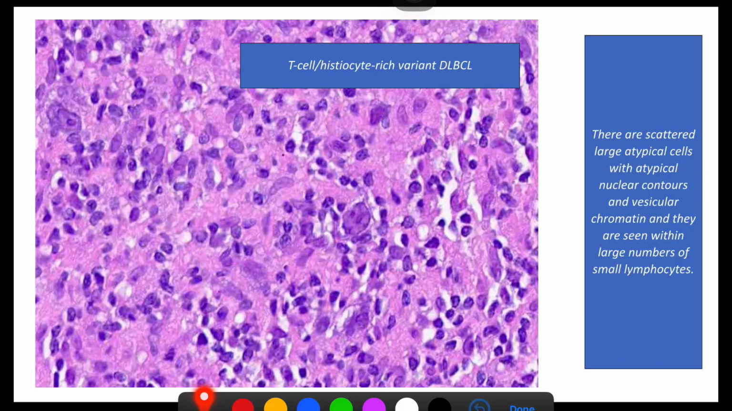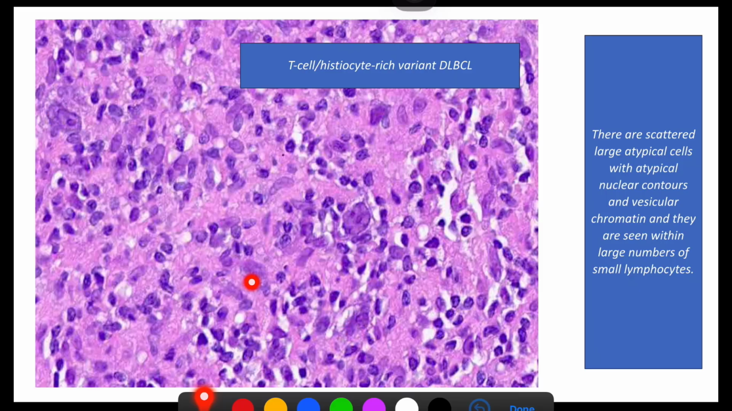So this is the histological section, where you can see these are the small lymphocytes and these are the histiocytic epithelioid-like collections, but the characteristic feature of this T cell histiocyte rich DLBCL is these large atypical cells.